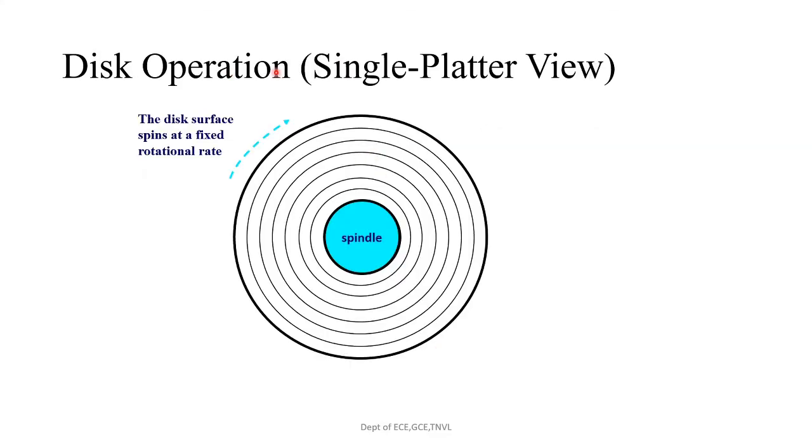So this is the disk operation. This is a single platter view. If you see here, the disk surface spins at a fixed rotational rate. So this disk surface always rotates at a fixed rate, and this is the spindle which always rotates. If you visualize it, the disk is rotating like this.